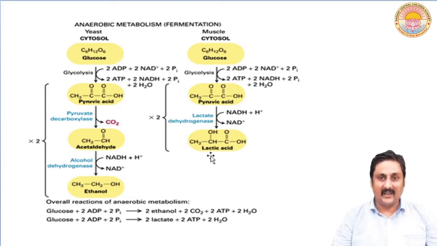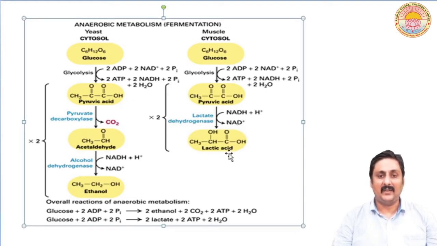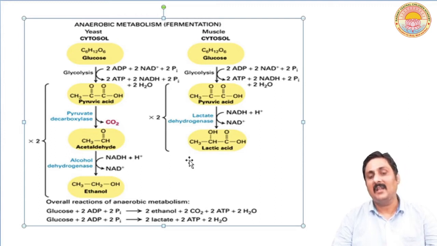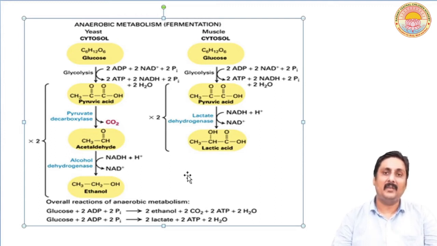In the case of lactic acid formation, glucose, after getting converted to pyruvic acid, uses only one enzyme, called lactate dehydrogenase, which converts NADH into NAD+, and lactic acid is formed. Both of these products, ethanol and lactic acid, are produced from the pyruvic acid. But since the enzymes are different, the product becomes different.